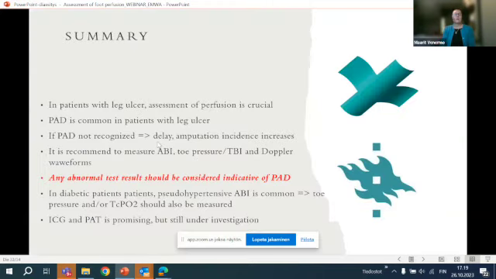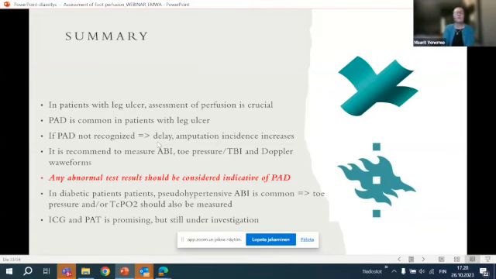So in summary, in patients with leg ulcer, assessment of perfusion is crucial. PAD is common in patients with leg ulcer. If PAD is not recognized, it delays the diagnosis, and the delay will increase amputation incidence.